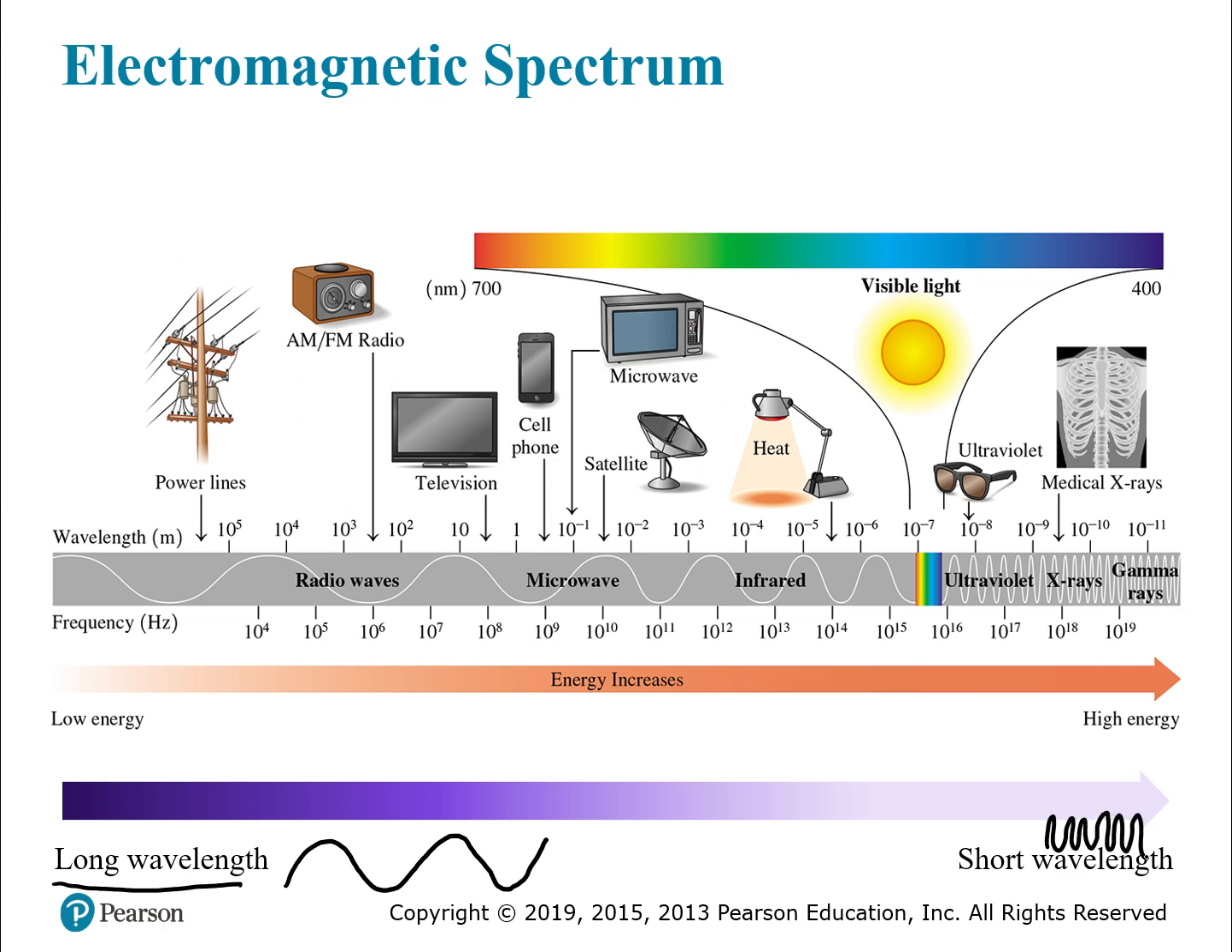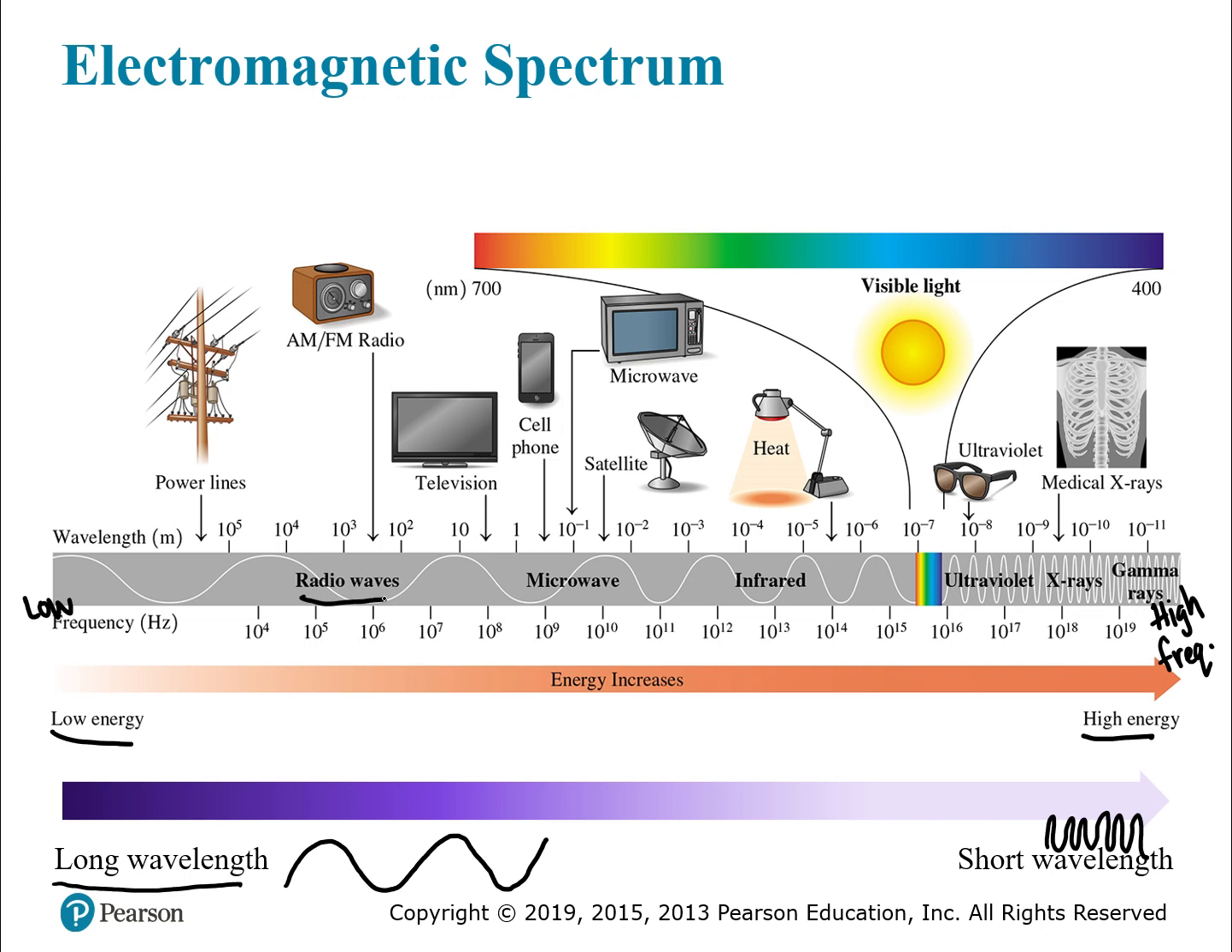I'm a scientist, not an artist, so don't judge. The characteristics that we associate with a longer wavelength is low energy and a low frequency. And the converse is true for a short wavelength. They are higher in energy and they have a high frequency. So you will need to know the relative order of these different waves.